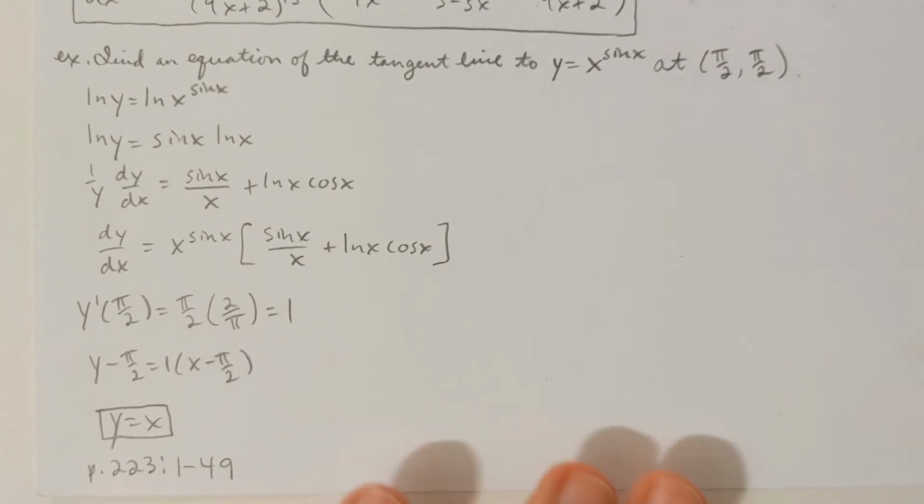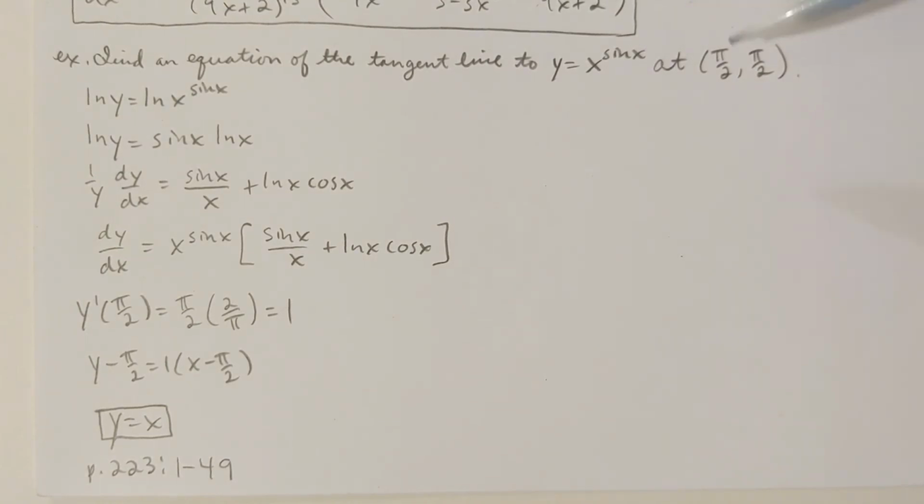Suppose that we want to find an equation of the tangent line to the graph of y equals x to the power sine x at the point pi over 2, pi over 2. By the way, this point would be on the graph of this curve, whatever this curve looks like. If x is pi over 2, sine pi over 2 is 1. Pi over 2 to the first is pi over 2. That'd be my y value.